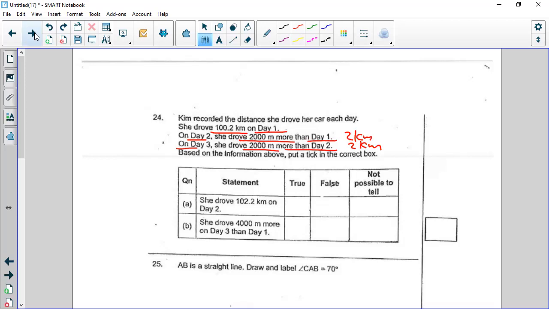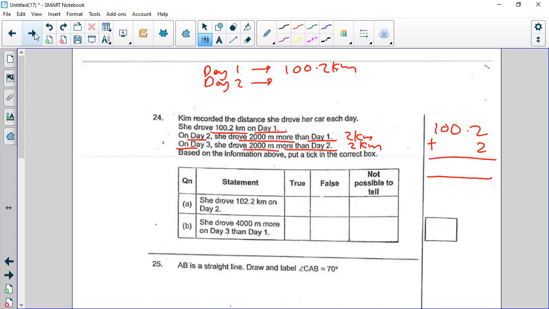So day 2, how far did she travel? Let me just put down day 1. Day 1 is 100.2. Then day 2 must be how many kilometers? You take 100.2, and the danger: did anybody do this? You do that, gone already, because it's 2 kilometer. 2.0. You don't put 2 over there. Where do you put the 2? Here, 2.0. And then you have 102.2, which is your day 2.